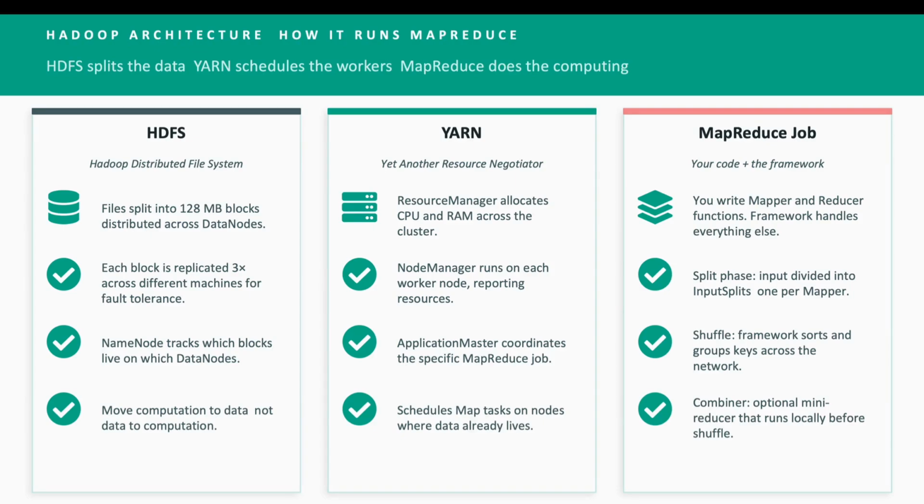The most important principle in Hadoop: move computation to the data, not data to computation. Instead of copying your Wikipedia data to your processing machine, Hadoop sends the map code to the machine where the data already lives. Network traffic is minimized.